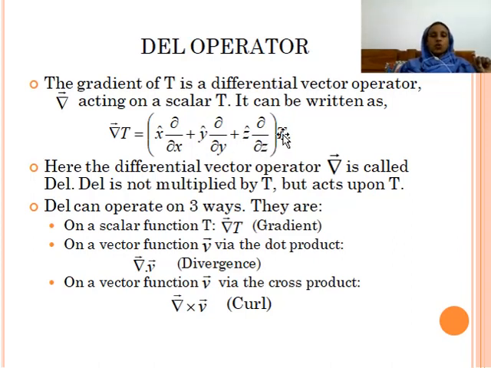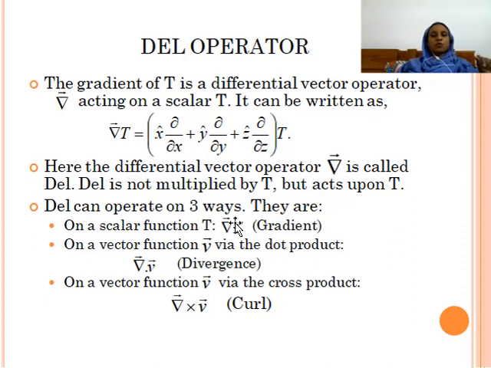Okay, so del t never means del multiplied by t, but del acts upon t. Remember the difference. Del t is not equal to t del. Why? Del is a differential vector operator, so it acts on something. Del acts on temperature. Okay.